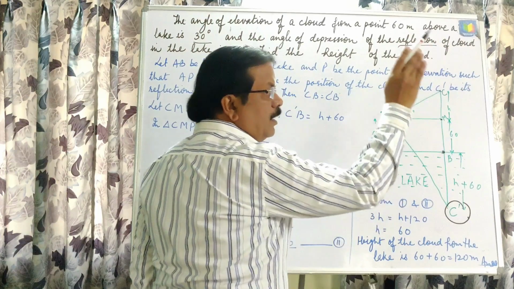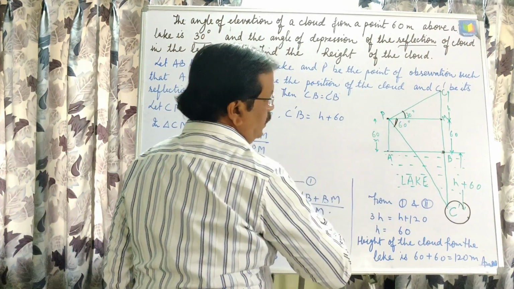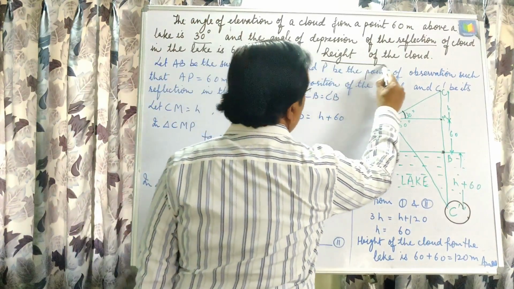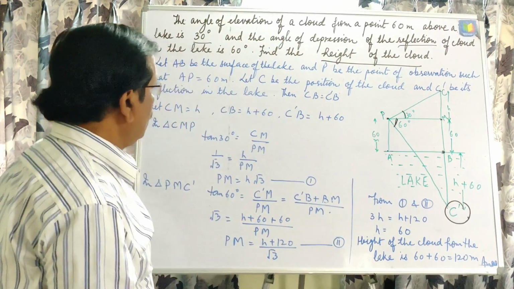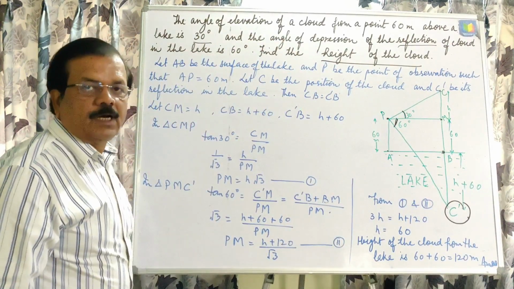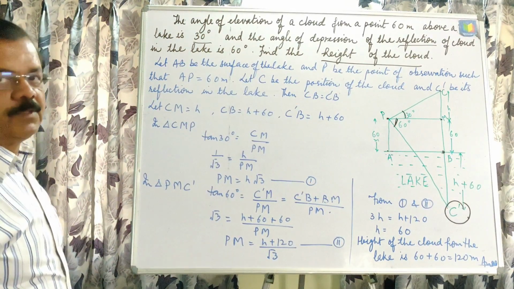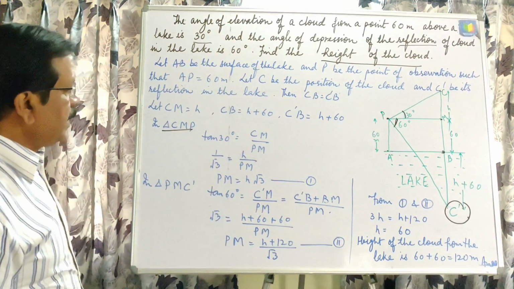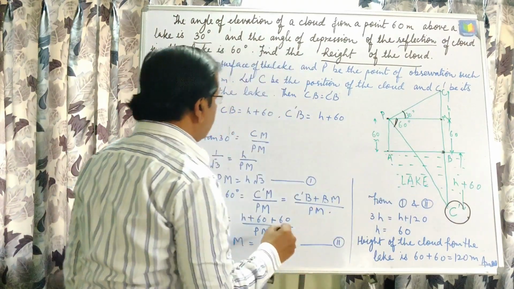We are looking upward, that is 30 degree, and this is downward 60 degree. And this way, this is the figure. We have to find out height of the cloud. Now see, again we will try to find out after drawing the figure, though the figure is different from the other ones. After drawing the figure, we can see triangle CMP. CMP is one right angle triangle.